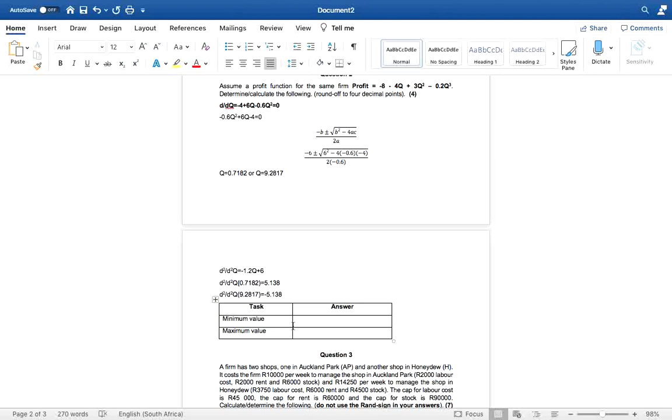So our minimum value is going to be 0.7182, and the maximum value is going to be 9.2817.